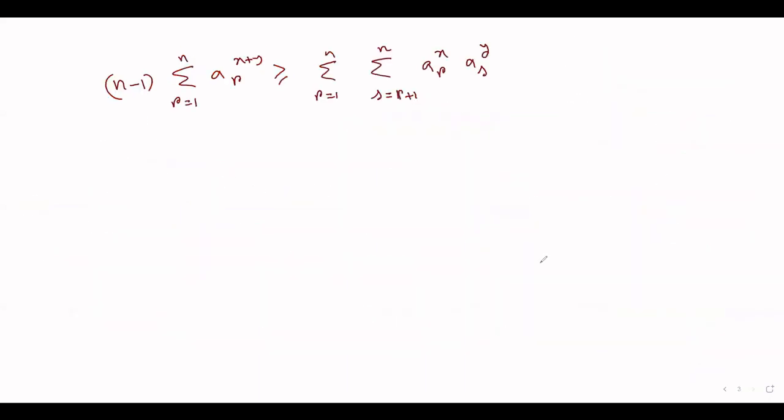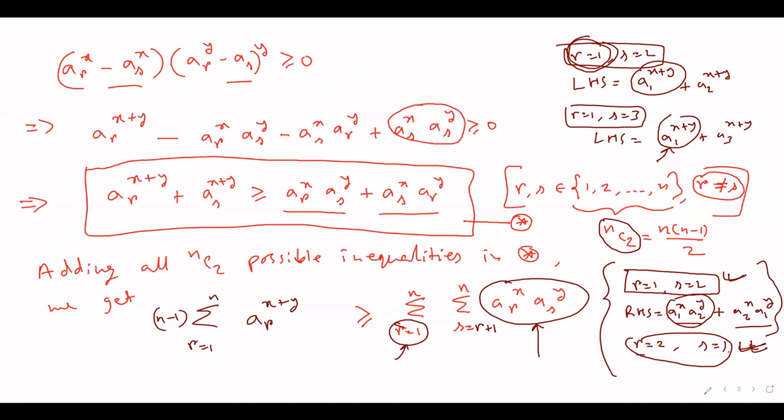All right, okay. So now let's do some rearrangements. Multiply this n minus 1 to this expression here. So we have n times the sum. So I have a question. Sure. So in this case, r can be n and s can be n. And in that case, r will be equal to s.